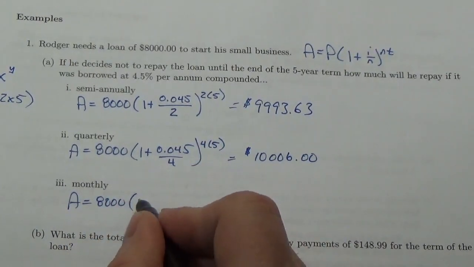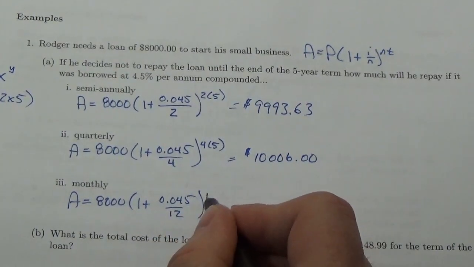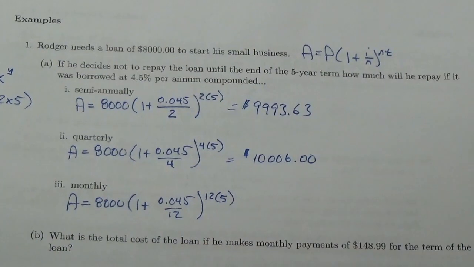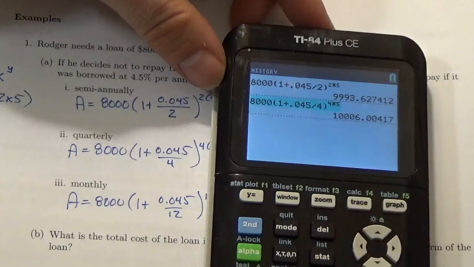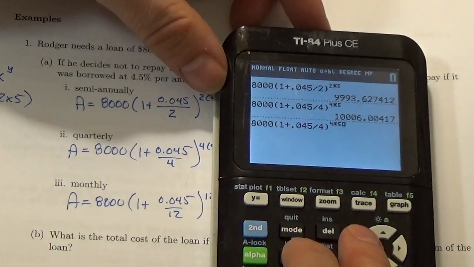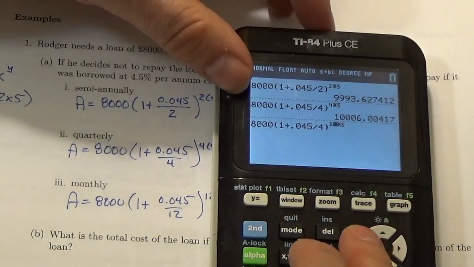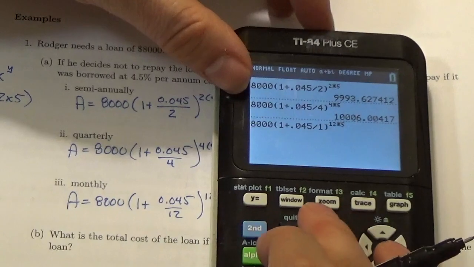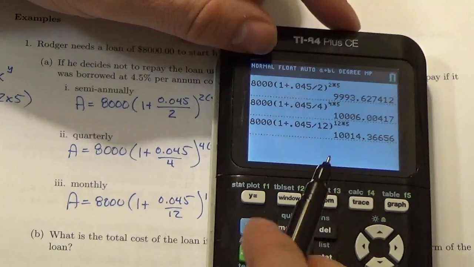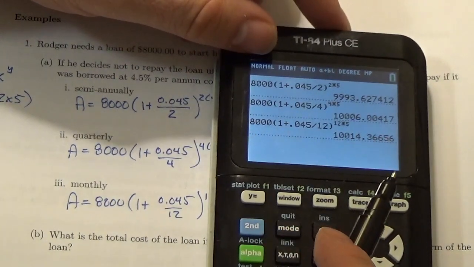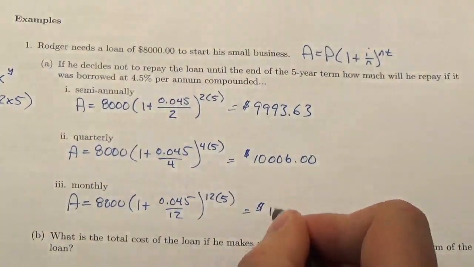That will be the 8,000 times 1 plus 0.045 divided by 12 this time, because it's monthly. And then to the 12 times 5. Okay, let's do the same thing. So we're going to go up and grab that equation again here. Whoops. Now, I got to change that 4 to a 12. And I got to change this 4 also to a 12. Press enter. And now, look at that. It's $10,014.37.